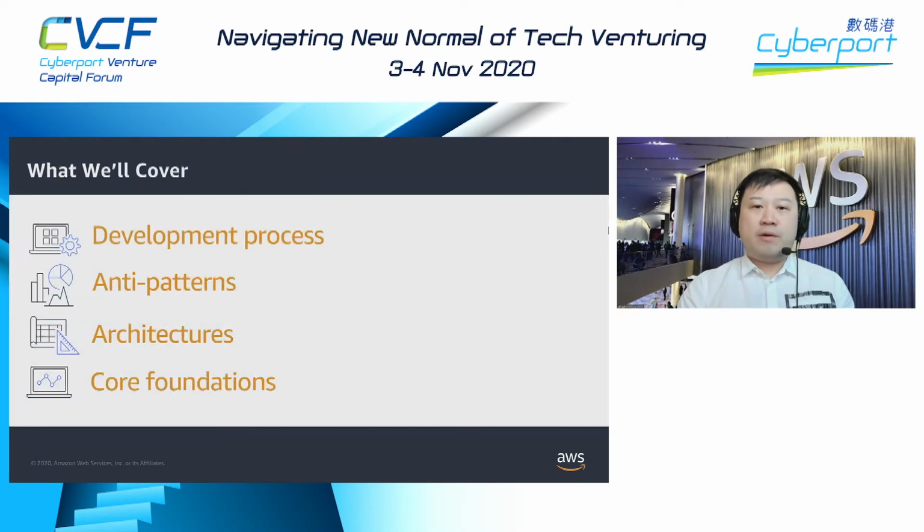So today we will cover four areas. The first is the development process. What kind of development process can be adopted for an MVP? Second, anti-patterns, which means what should be avoided. Third, we discuss some architectures that could be used for your solution design. And finally, the core foundations such as security and data integrity you may want to cover in all your releases. Okay, let's start with the development process. I will introduce what a sprint is and also sprint planning and sprint meeting.